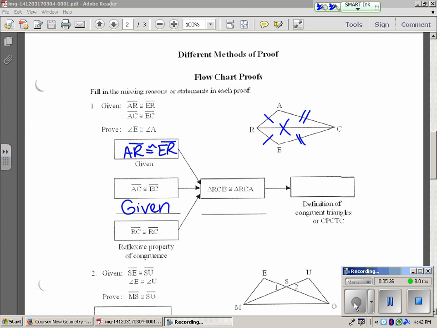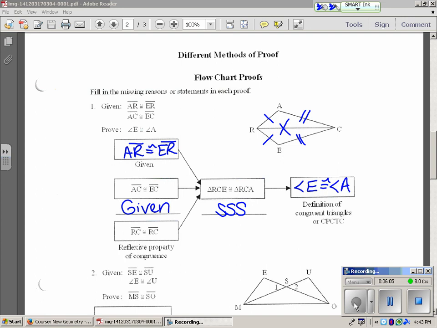Very simple proof. So why are these triangles congruent? Triangle RCE is congruent to triangle RCA. They are going to be congruent because of side, side, side. And then go to your proof. What am I trying to prove? Well, I want to show that angle E is going to be congruent to angle A. Well, if the triangles are congruent, its matching parts or corresponding parts would have to be congruent. So angle E will be congruent to angle A.